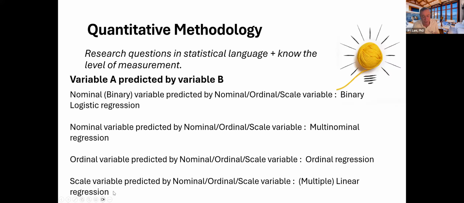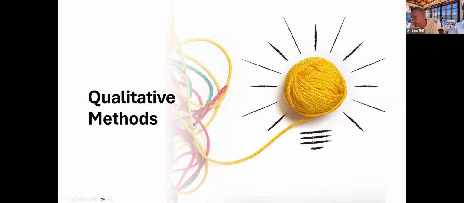And if it's scale, which is the common thing, once you have a scale level outcome variable, or criterion variable, multiple linear regression is the analysis. Linear regression is common, and slightly less common, but still common, is binary logistic regression. These other ones I've rarely seen over decades. Okay, so let's just stop there.